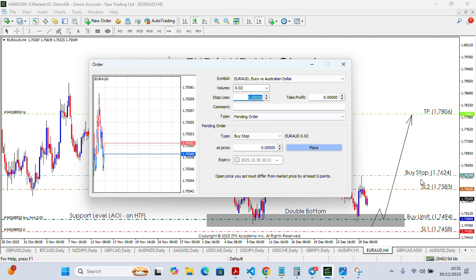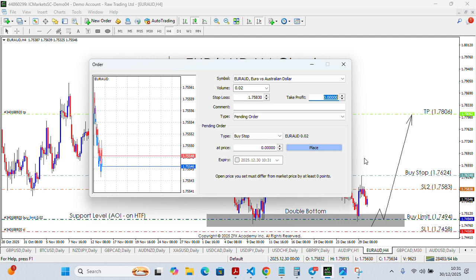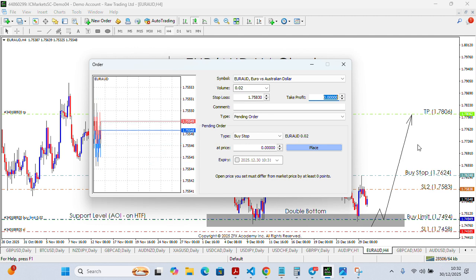For this buy stop, the stop loss is 1.7583. The take profit is the same take profit, because I make sure I maintain a minimum risk to reward ratio of 2 to 1. For this one, it's about a minimum of 3 to 1 risk to reward ratio. So for our take profit we have 1.7806.